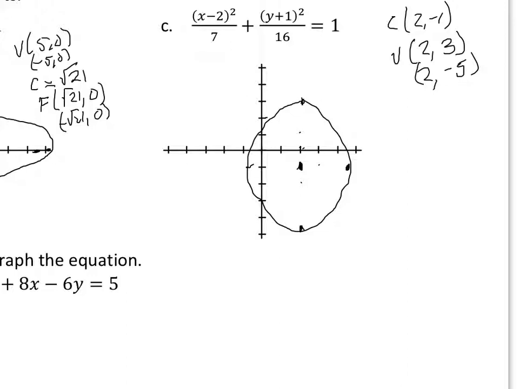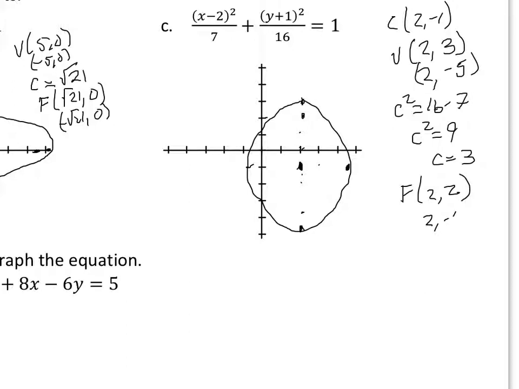All right, let's find our foci. So c squared equals 16 minus 7. 16 minus 7 is 9. So c is 3. So which way do I go now from the center? Up and down. Good. So I go up 1, 2, 3 and down 1, 2, 3. So where are my foci then? (2, 2) and (2, -4).